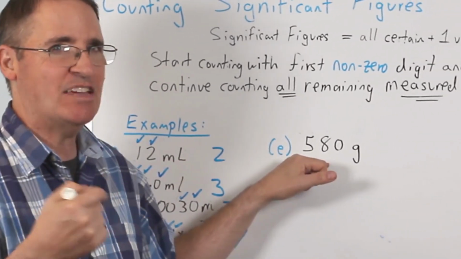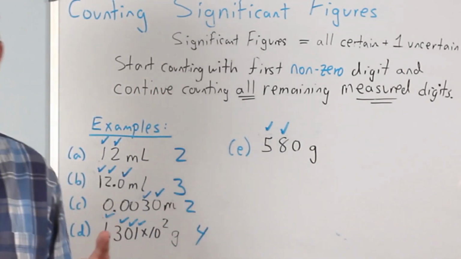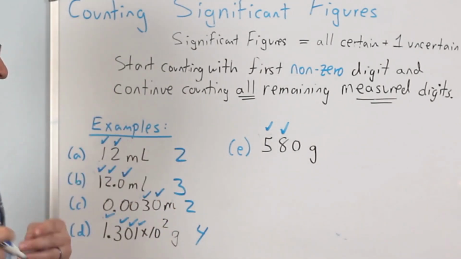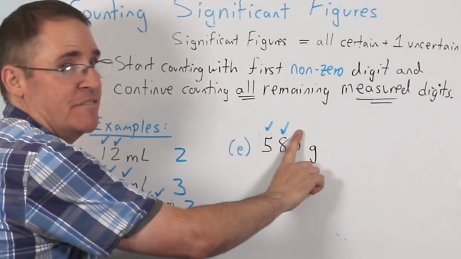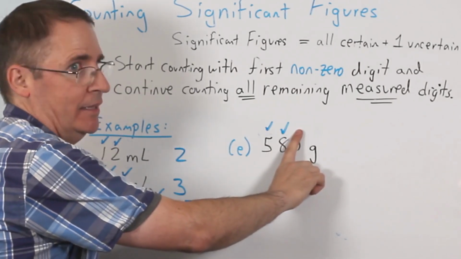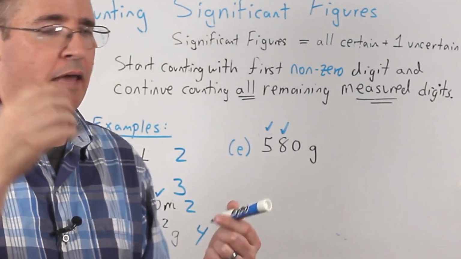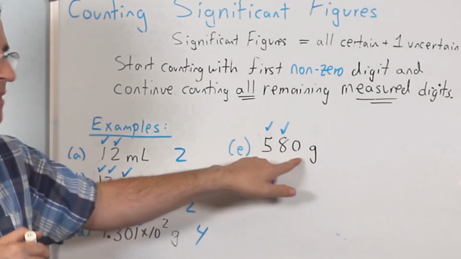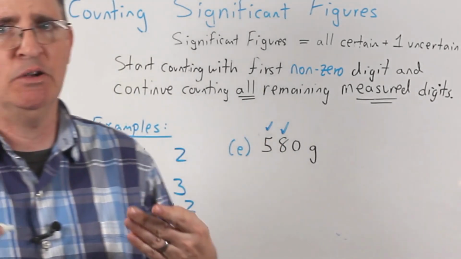We have 580 grams. We know the 5 is significant, and we know the 8 is also significant. Once again, we have a 0 at the end of the number. What do we do with it? Well, let's use the cover-up test. 580 grams with the 0 not covered up, 58 grams with the 0 covered up. So it fails the cover-up test. So unlike examples B and C, we can't definitely say that this 0 is significant, but we also can't definitely say that this 0 is not significant.